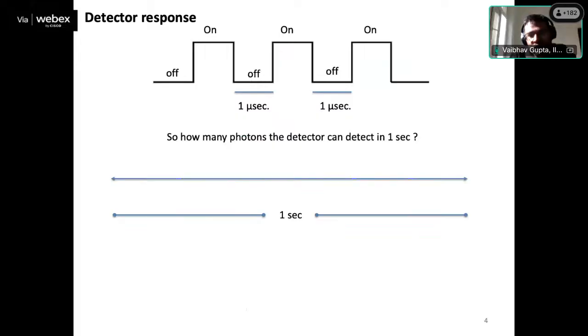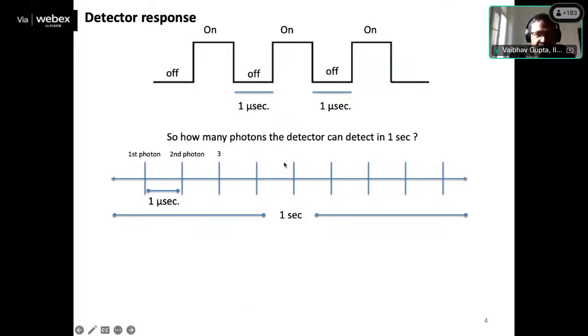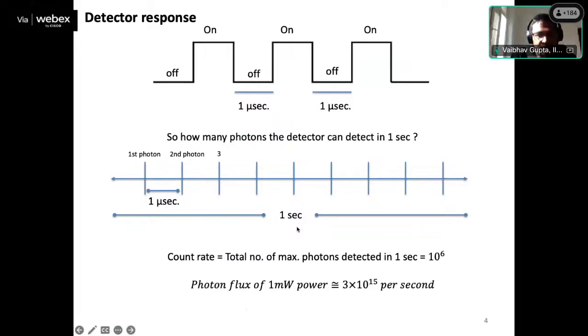So let's say this complete length is 1 second. When the first photon hits, after that for 1 microsecond the detector will be off. And then the second photon comes, and then the detector will be off again, and then the third comes, the fourth comes. So you will see that the maximum number of photons will be 10 to the power 6 for a detector which has a dead time of a microsecond. But the number of photons coming to us in 1 second was 10 to the power 15. So it is very difficult to detect this many photons with such detectors.